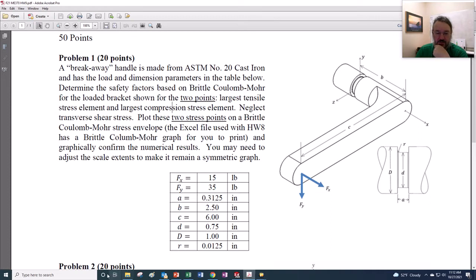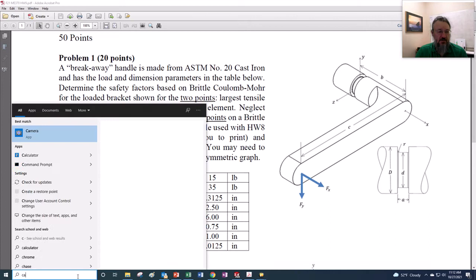One of the first things I will do, I'll turn my camera on. That'd be good. Okay, come on, camera, you can do it. Just gonna open it up.